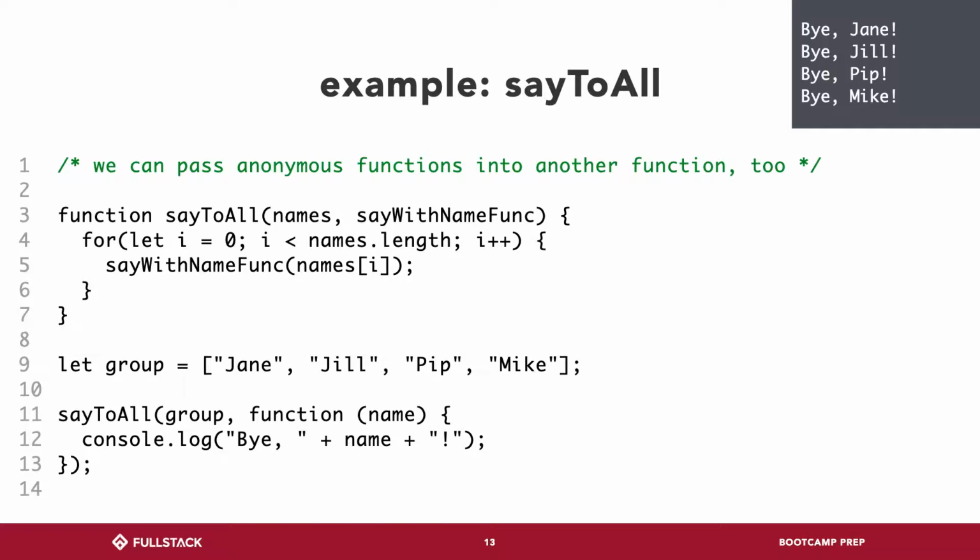Because here, we're not even giving this function a name. Say to all, this function doesn't have a name. It's anonymous, because it's being taken as a parameter. Okay? You could do this if you want. You don't have to do that. It's purely preference. If this psychs you out, just define it. It doesn't matter. It's fine. Okay?